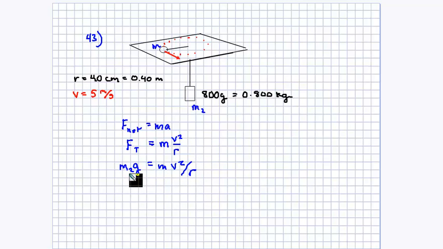Let's take a look at our picture here. Do we know m2? Yes, it's given. Do we know g? Yep. Do we know v? Yep, it's given. Do we know r? Yep, it's given. So we simply have to solve for m, and we should be okay.